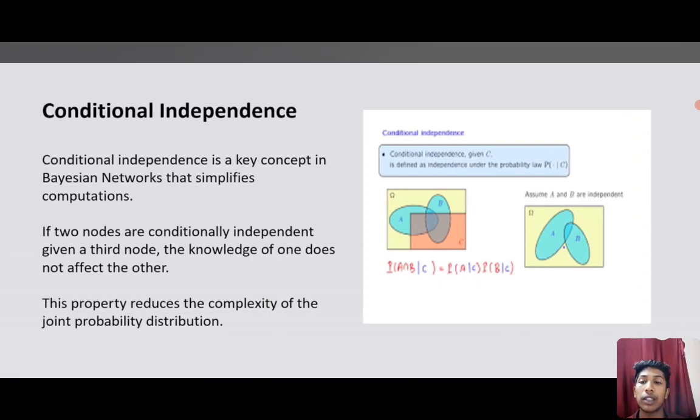Conditional independence. Conditional independence is a key concept in Bayesian networks that simplifies computations. If two nodes are conditionally independent given a third node, the knowledge of one does not affect the other. This property reduces the complexity of the joint probability distribution.